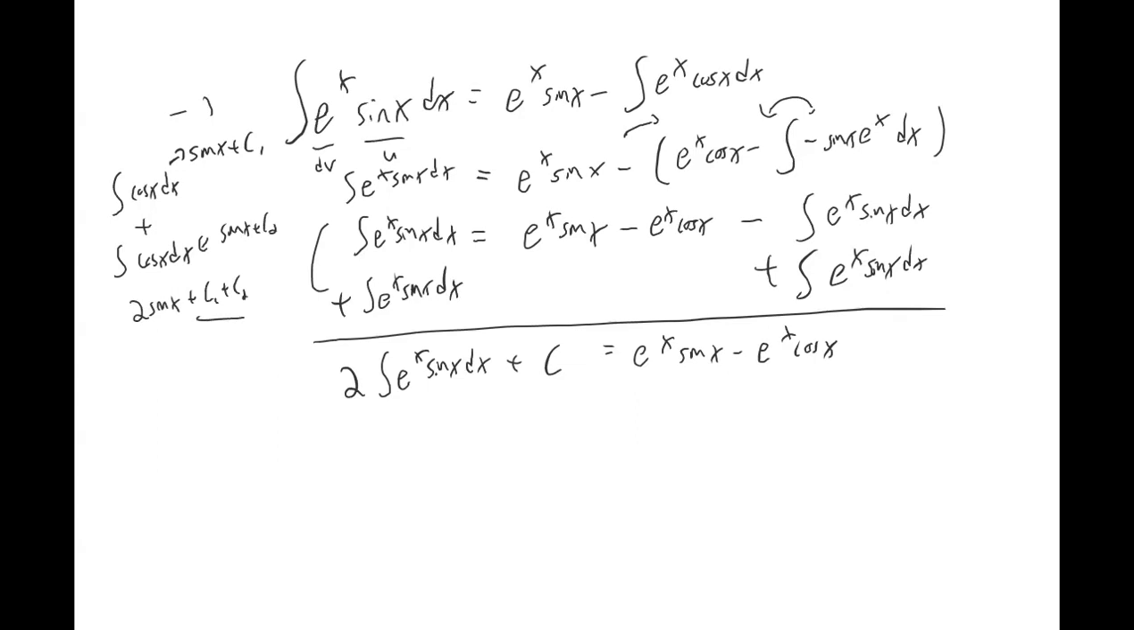When you add two general antiderivatives, remember these are families of functions, so you do end up with a constant. But let's subtract the c on both sides, and then divide by 2, and that's your answer.